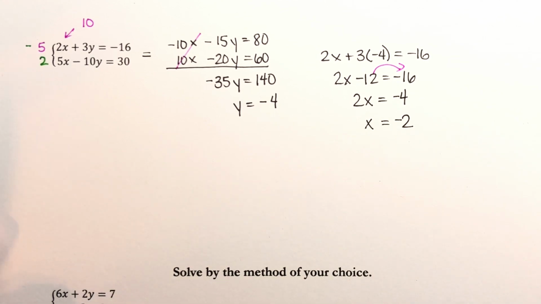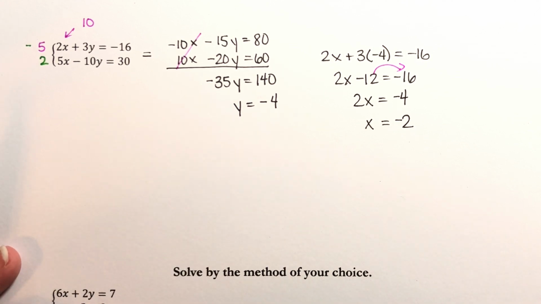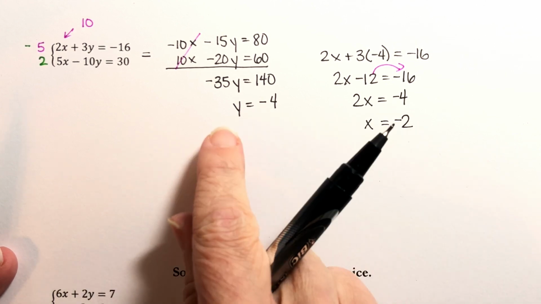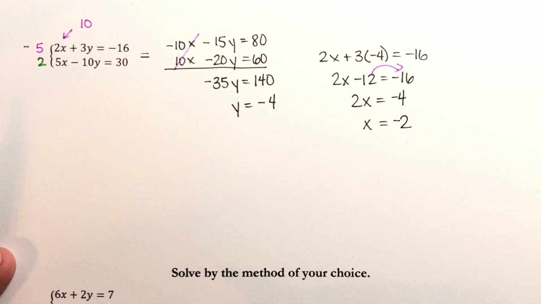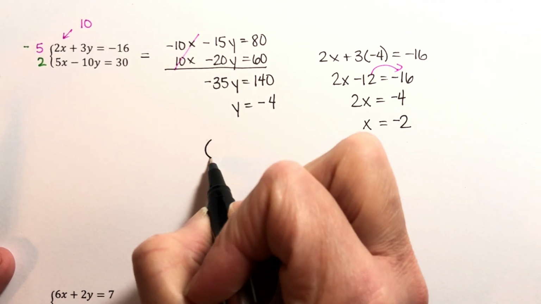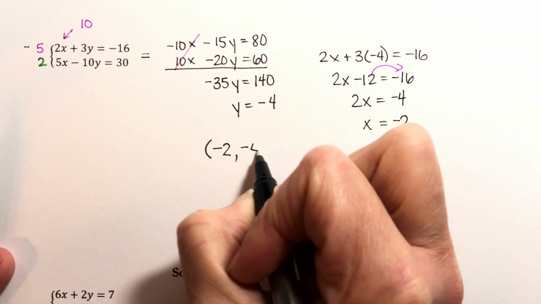Not really that different, solving for y first. So generally speaking, you want to go with the one that looks easier. The biggest mistake I see when you find y first is people write their ordered pair with the y value first. You know your ordered pairs have to be x and then y. So make sure that's how you write your answer.